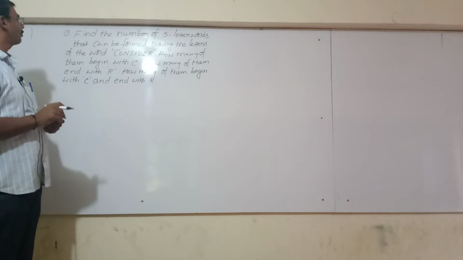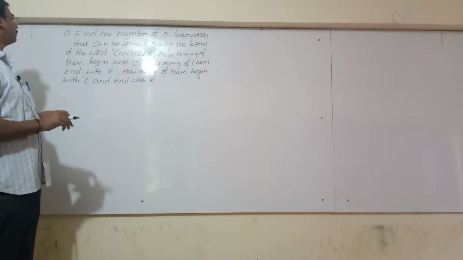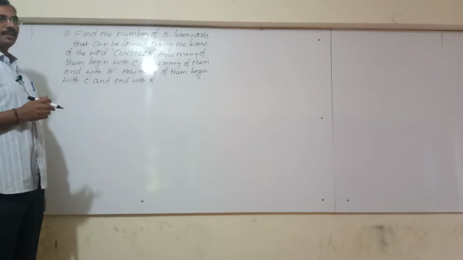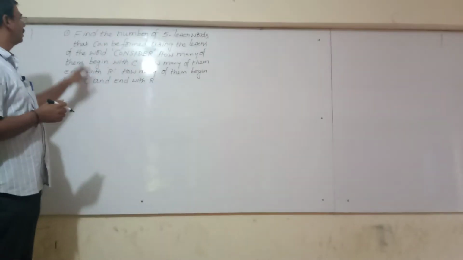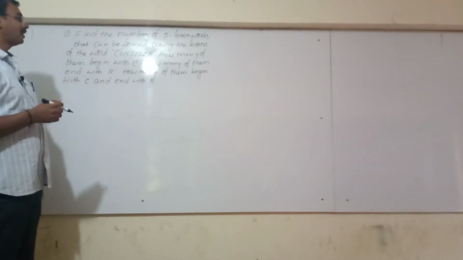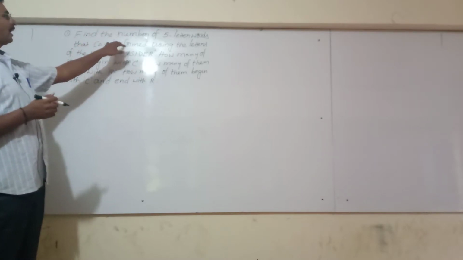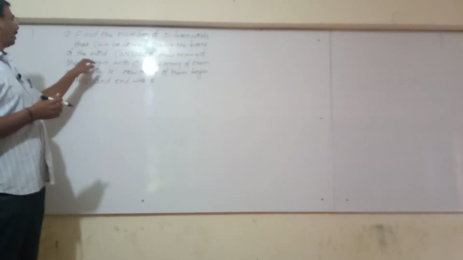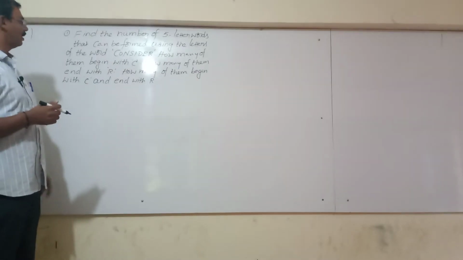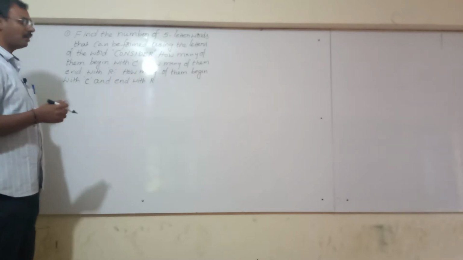So they ask different variety questions in the exam. The first question is a very easy question. There are 3 to 4 questions in the given statement, and in the exam any one of the questions is asked. I covered all types of questions here. Find the number of 5-letter words that can be formed using the letters of the word CONSIDER. How many of them begin with C? How many of them end with R? How many of them begin with C and end with R?